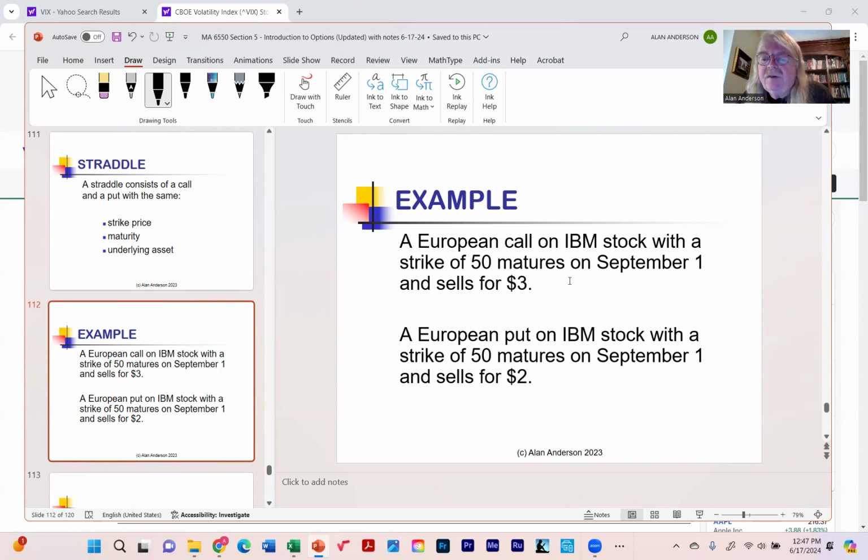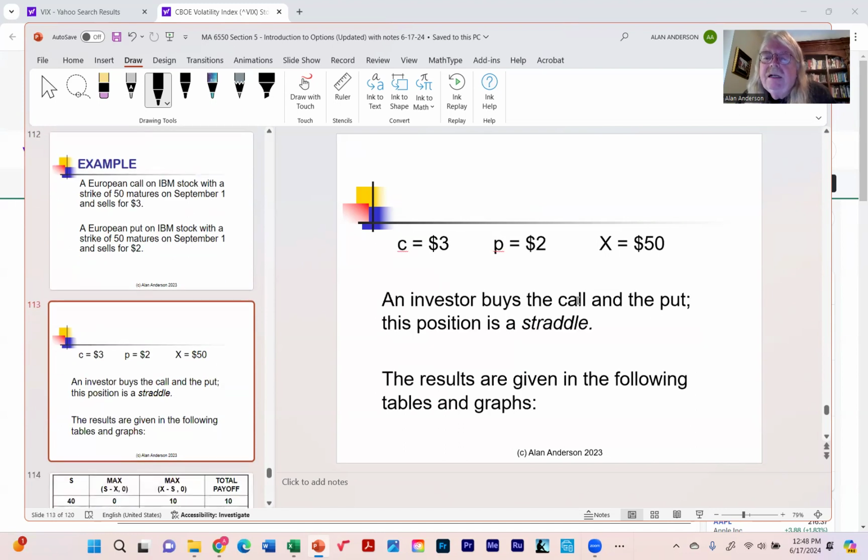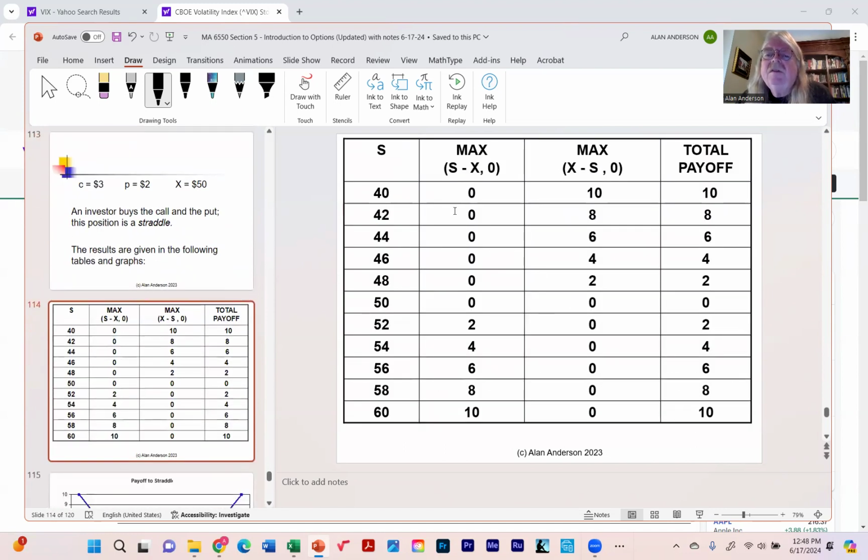And here, we're going to go back and revisit. Now, remember, we've seen these before. We have a call, strike 50 with a price of 3, a put, strike 50 with a price of 2. We buy them both. And so here's the payoff profile. No negatives here because we own them both. We add them up. Now look at that payoff profile.